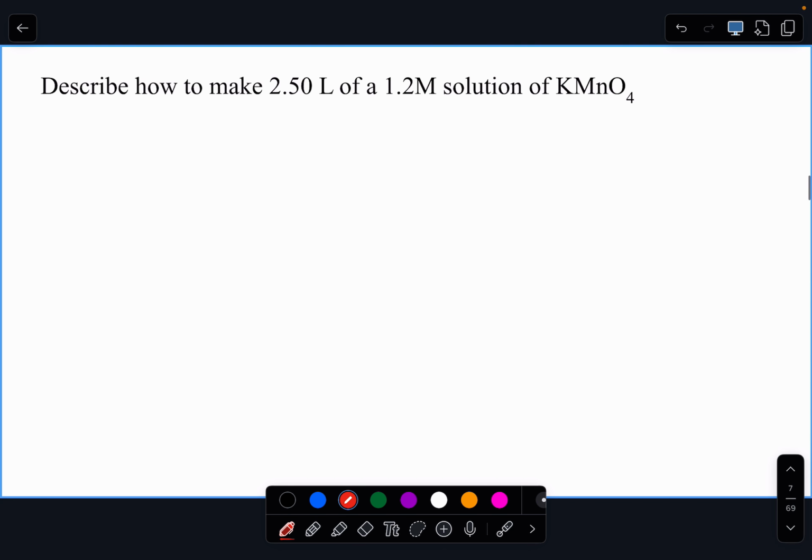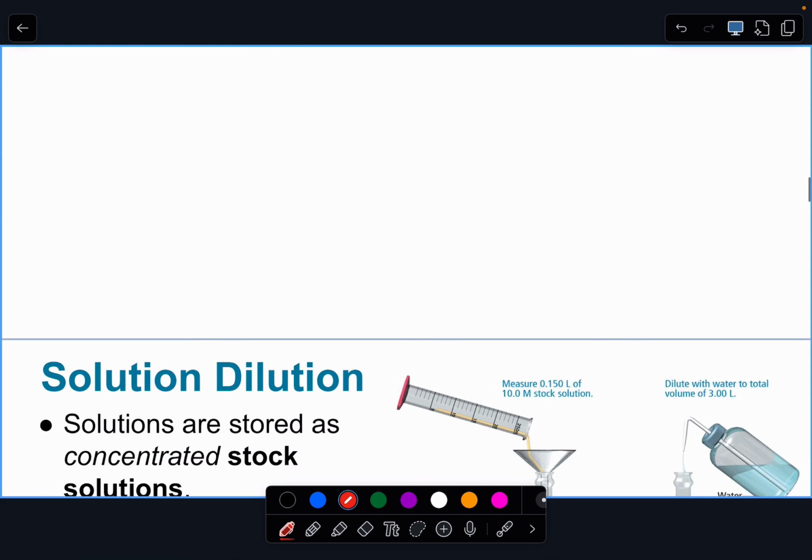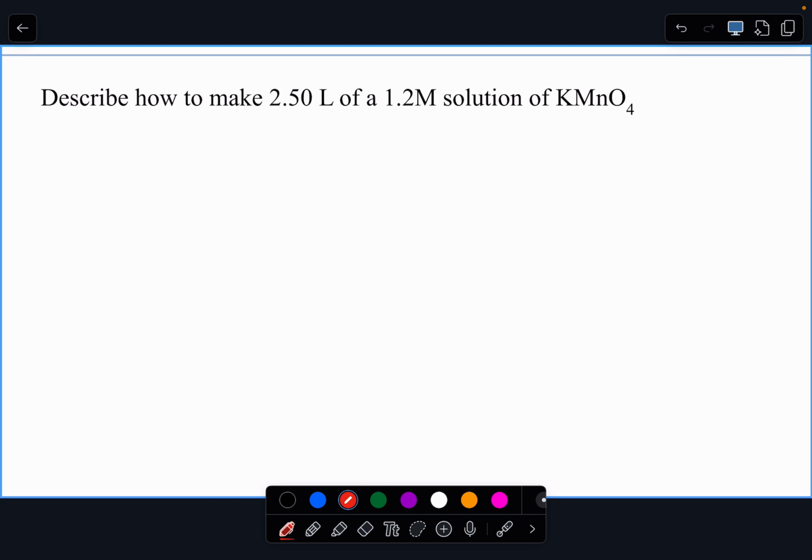All right, why don't you guys take a shot at doing this calculation, and then we'll add one more point to it that incorporates this idea of buying a liquid and how you deal with it if it's not the concentration you want.